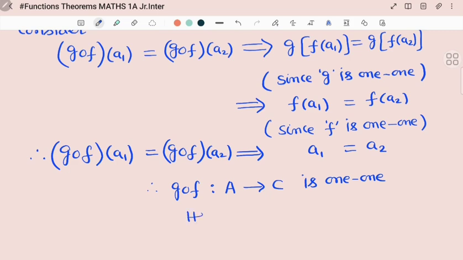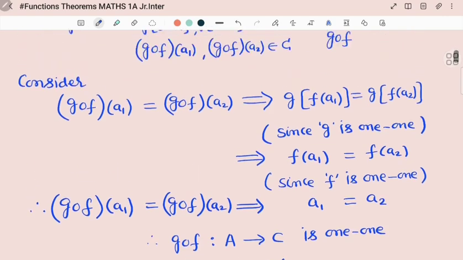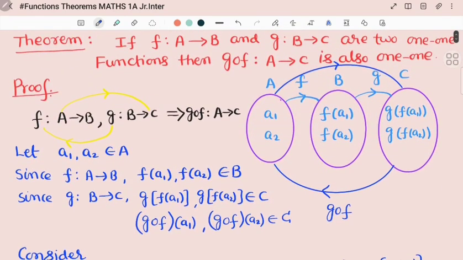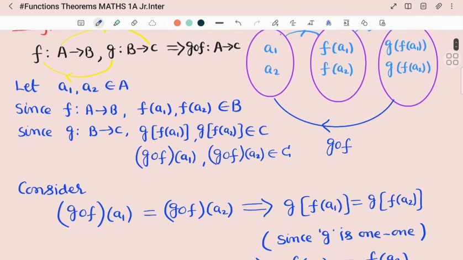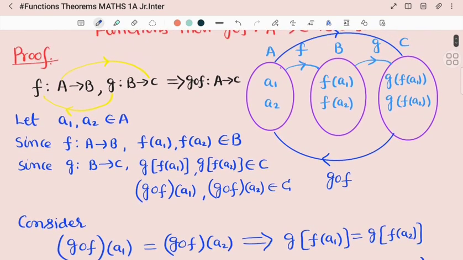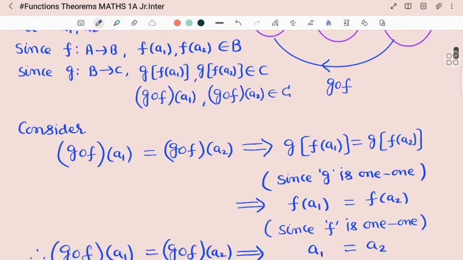Hence proved. So first theorem over. I hope everyone understands, students. So this is the way. First, functions you have to write it. Diagram not compulsory, better to draw. Elements, this is the way you can consider.